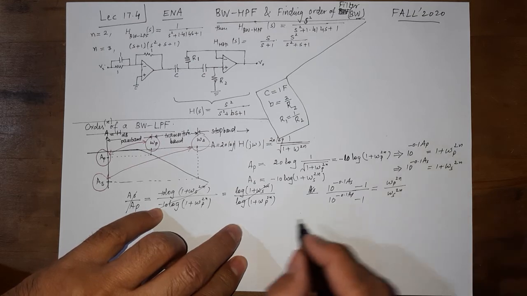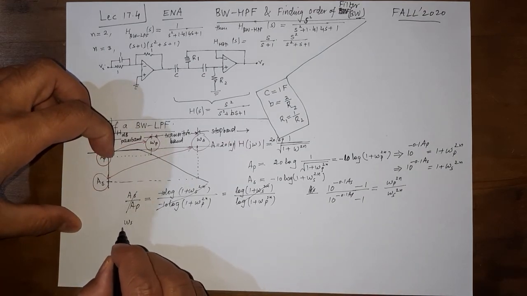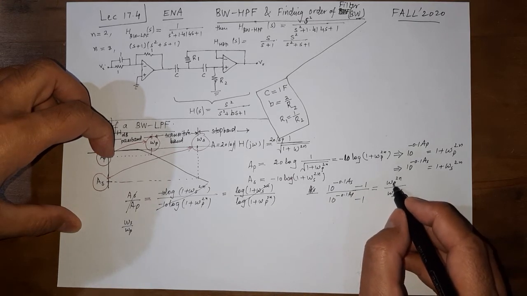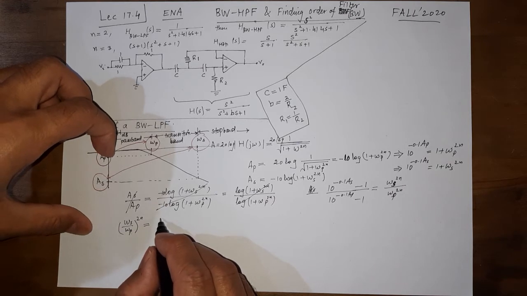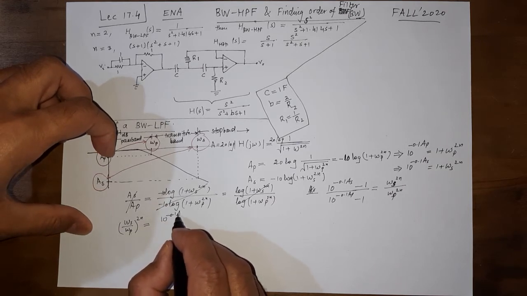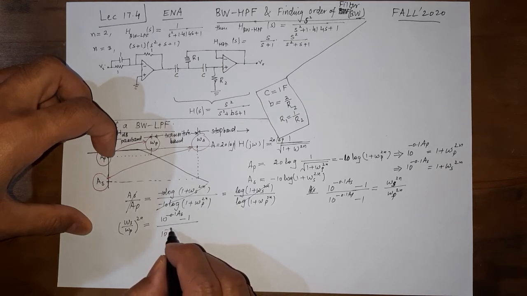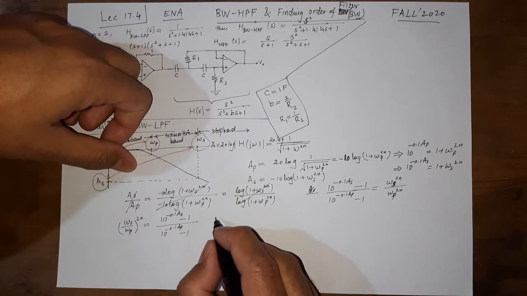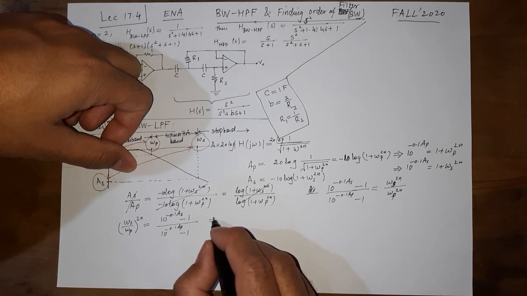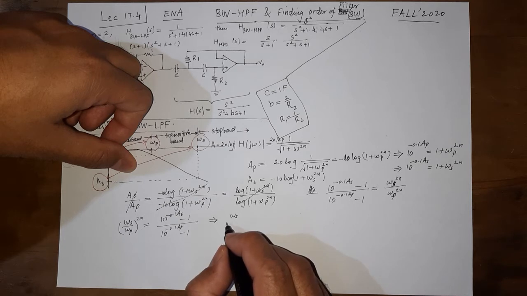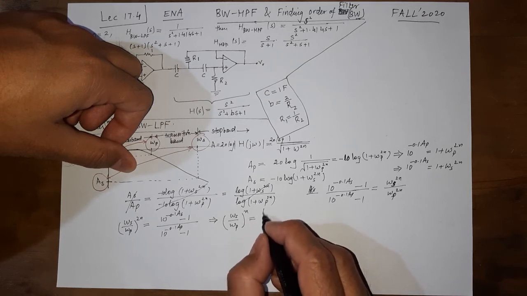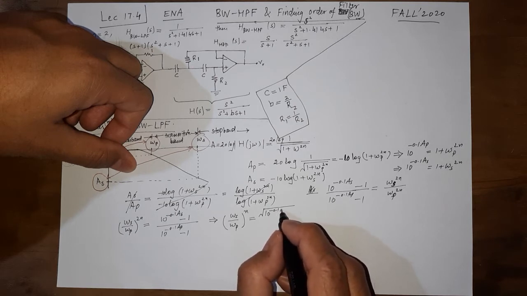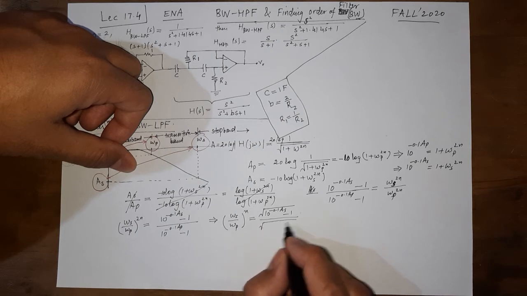So this tells us that omega s over omega p, omega s was in the numerator, omega p in the denominator, whole power 2n, would be equal to 10 raised to the power minus 0.1 AS minus 1 over 10 raised to the power minus 0.1 AP minus 1, which tells us that omega s over omega p power n is equal to the square root of 10 raised to the power minus 0.1 AS minus 1 over the square root of 10 raised to the power minus 0.1 AP minus 1.